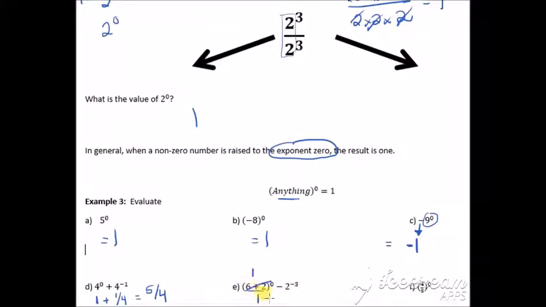So now we have 1 minus, okay, 2 to the negative 3, we're going to flip the 2, which is 1/2 to the 3. So I get 1 minus, 1 to the 3 is 1, 2 to the 3, 2 times 2 is 4, 4 times 2 is 8. Okay, so we have 1 minus 1 over 6, which is 5/6. And a little bit different, if we have a fraction to the 0, still 1.